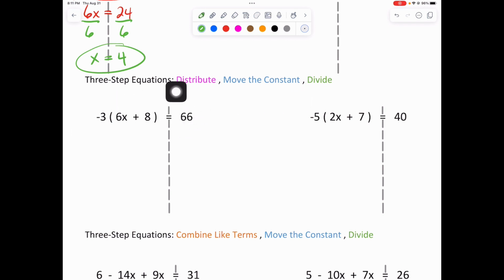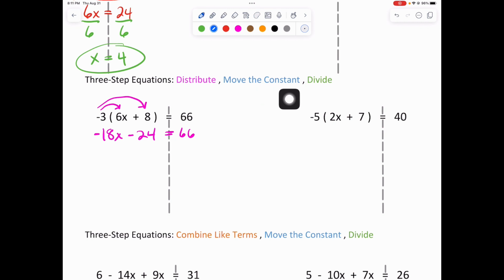Okay, when we distribute, we notice that there's parentheses. And when there is parentheses, we need to multiply. So this -3, the number in front of the parentheses, gets distributed to both terms inside, which is 6x plus 8. So we will do, let me get my pink out, negative 3 times 6x, which is negative 18x, negative 3 times 8 is negative 24, so minus 24. Bring down your equals, bring down your 66.